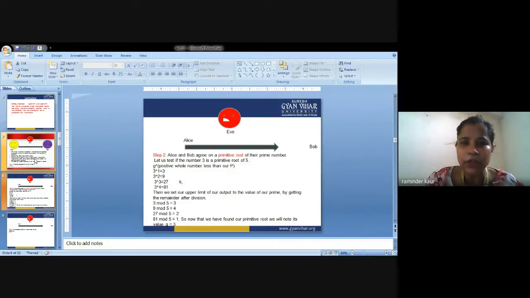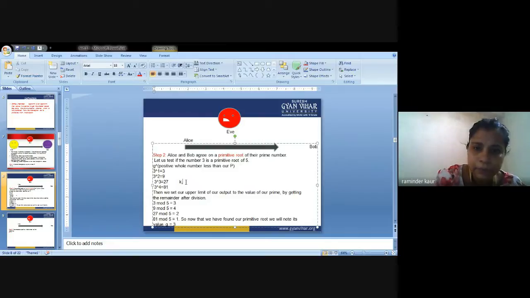So then we are supposed to, this is nothing, this was for your understanding. So then we are supposed to set our upper limit of our output to the value of our prime by getting the remainder after division. That is 3 modulus of 5 will be 3, 9 modulus of 5 will be 4, 27 modulus of 5 will be 2, 81 modulus of 5 will be 1. So now that we have found our primitive root, we will note this value is G is equal to 3.